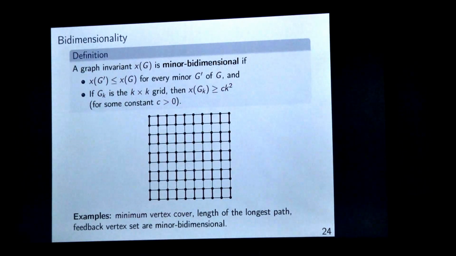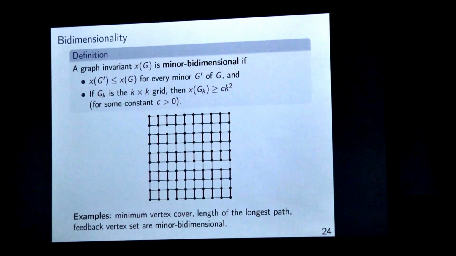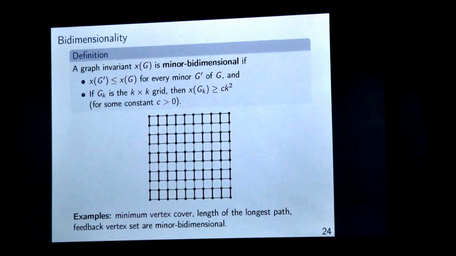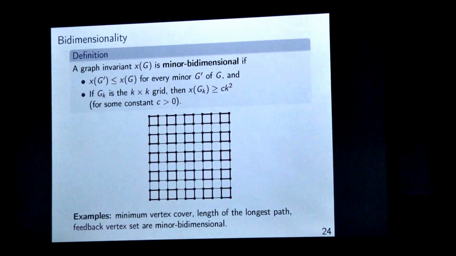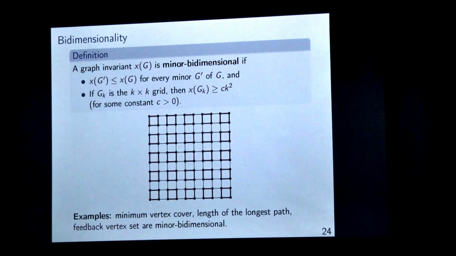Of course, it has some k squared by 4 or 2 matching. If you have a matching, any vertex cover must pick one vertex from each of these edges, so you have this property. Longest path, you just show it. Feedback vertex set, make a small cycle of length 4 each, and then you have it. Right? And these are minor bidimensional.